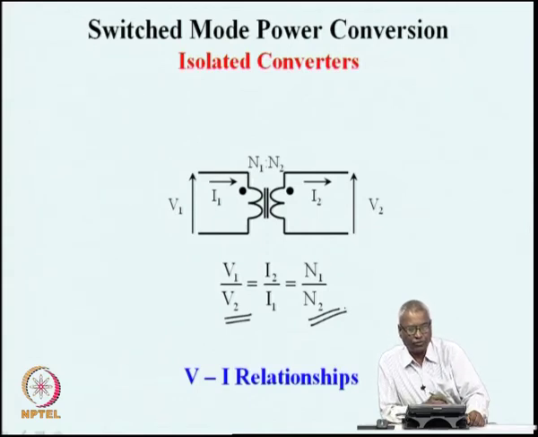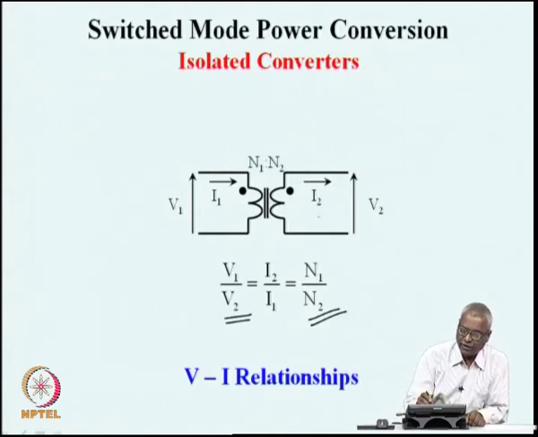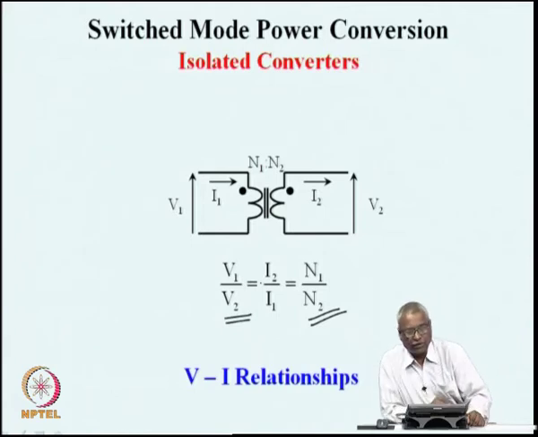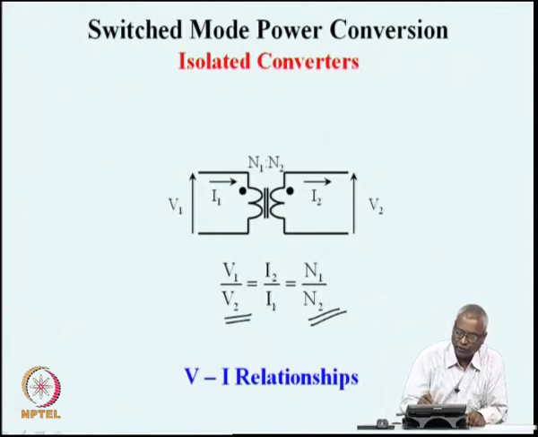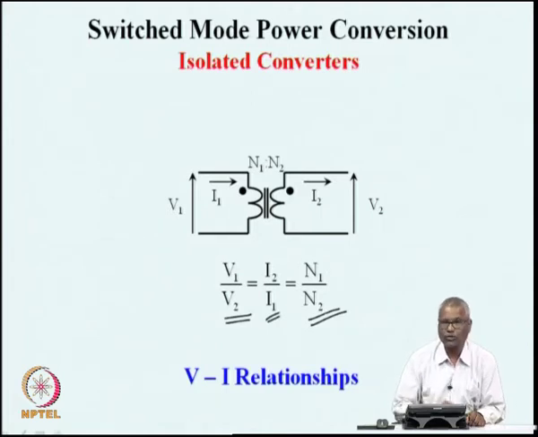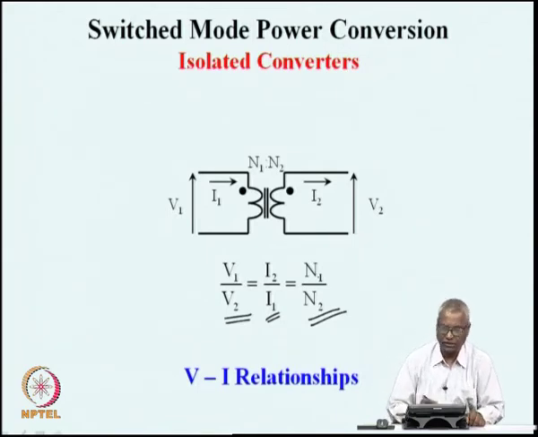V1 by V2 is N1 by N2. In the same way, the ratio of the currents, I2 by I1, is equal to the reverse ratio of the number of turns. For example, I2 by I1 is N1 by N2. V1 by V2 is the direct ratio of the number of turns, and I2 by I1 is the inverse ratio of the number of turns.